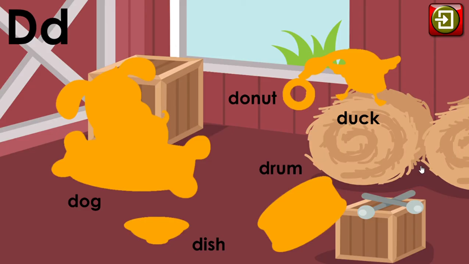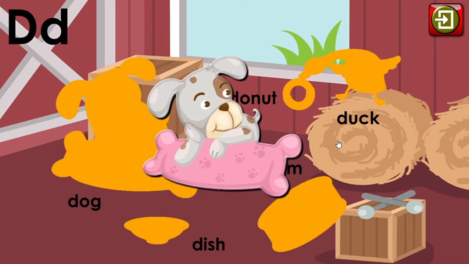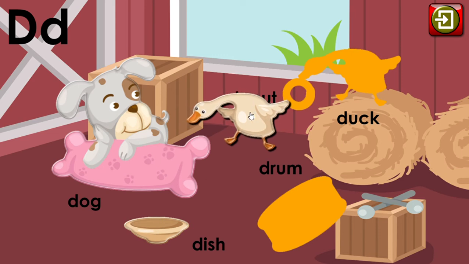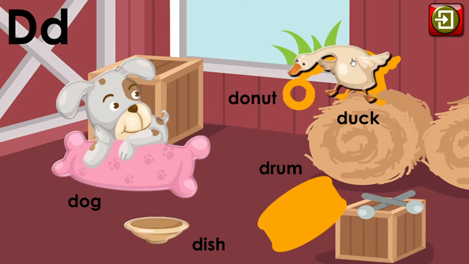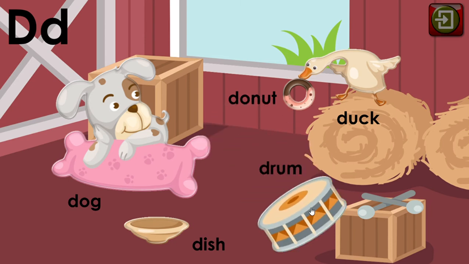Let's find some words that start with the letter D. Dog. Dish. Duck. Donut. Drum. Tremendous!